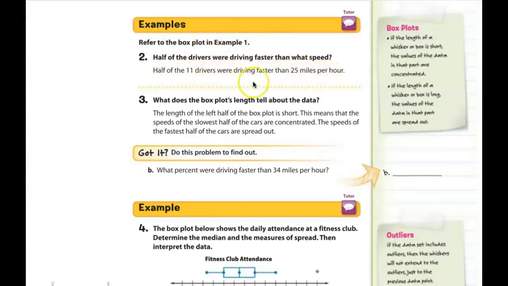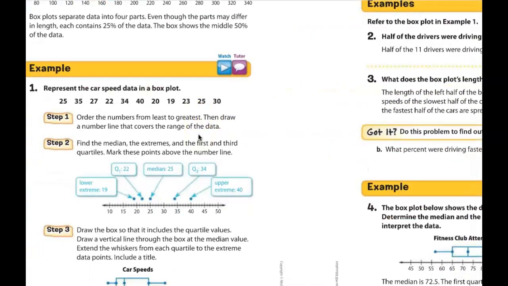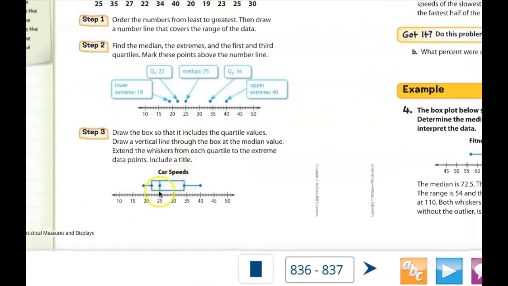So that's one thing we can tell about that plot. What does the box plot length tell you about the data? Okay, so if I come over here, this is the median right here, and this is the first quartile, and then the very least value here.